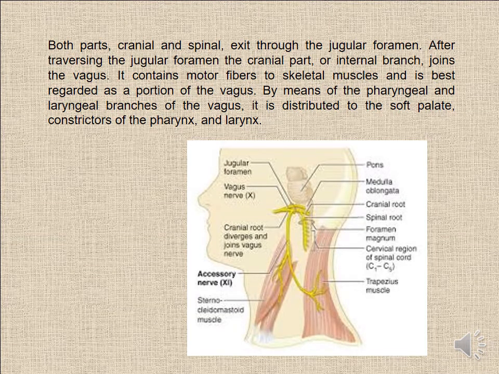Both parts, the cranial and spinal, exit through jugular foramen. After traversing the jugular foramen, the cranial part or internal branch joins the vagus. It contains motor fibers to skeletal muscle and is best regarded as a portion of vagus by means of the pharyngeal and laryngeal branches of vagus. It distributes to the soft palate, constrictor of pharynx and larynx.